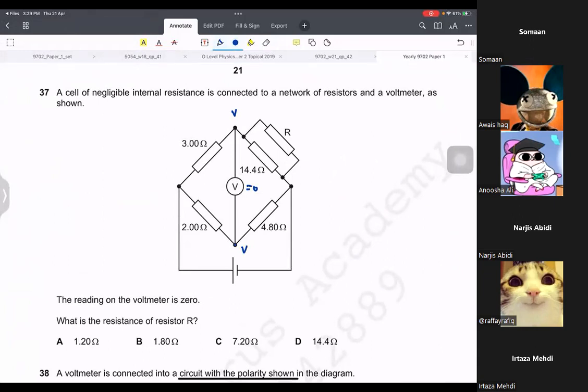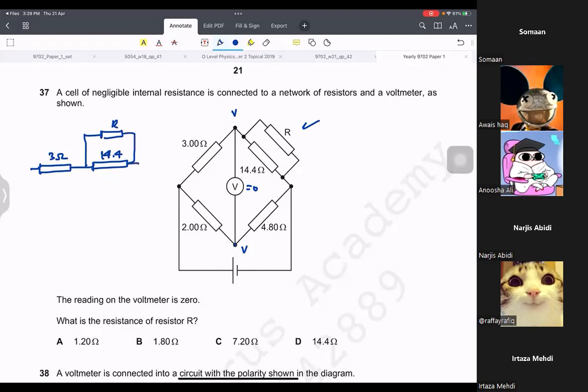What is the resistor R? Is this series? Is it parallel? So I would like to redraw this. This is not happening. So basically, there is a resistor 3, and then there is another resistor 14.4. And across this, there is another resistor R.